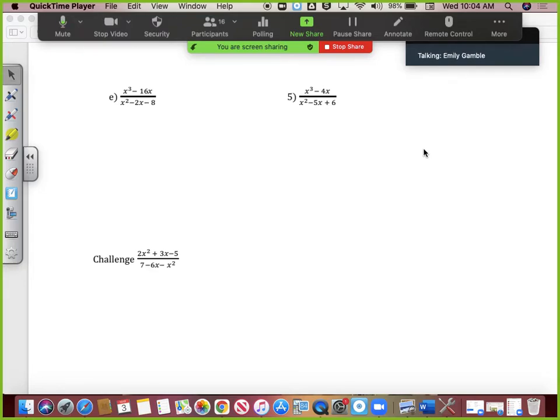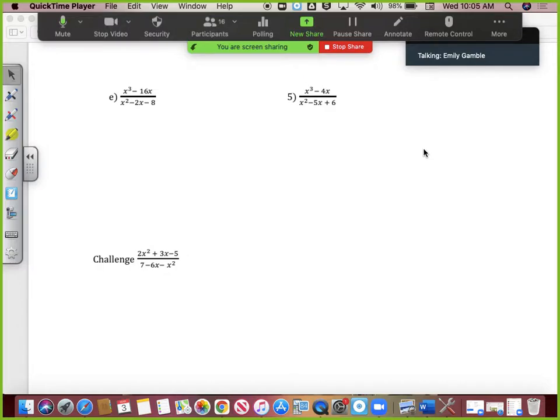So if you remember from yesterday, the entire goal for these problems is to simplify the expression. Right now, the expressions are rational expressions, so they're fractions, and the numerators and denominators are both polynomials. And in order to simplify any expression, the first thing you're going to want to do is factor that expression.